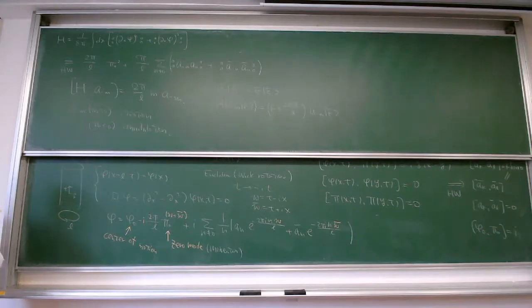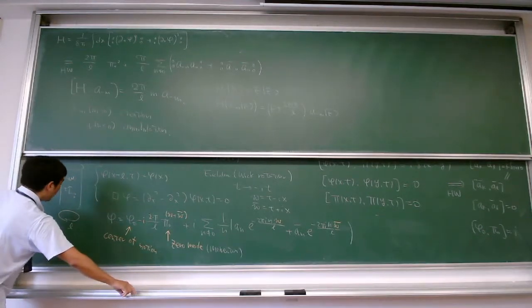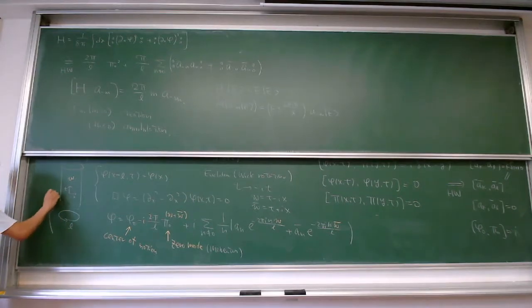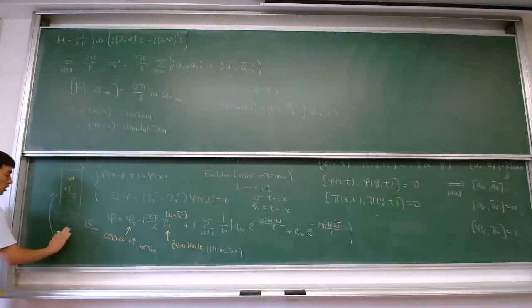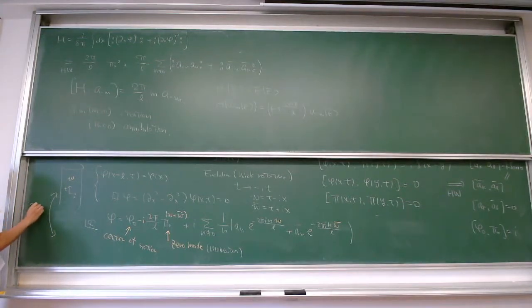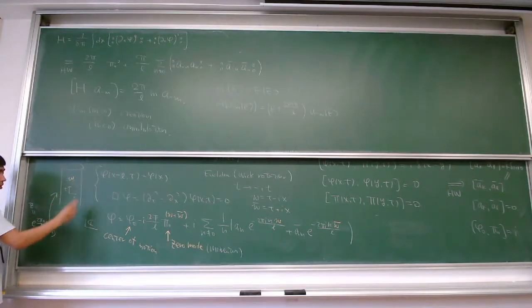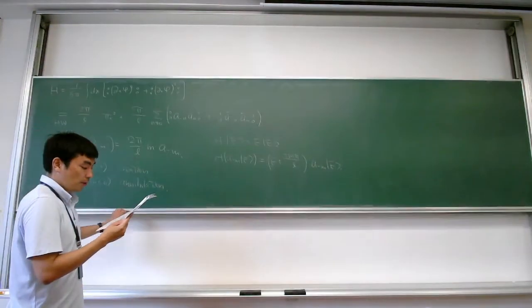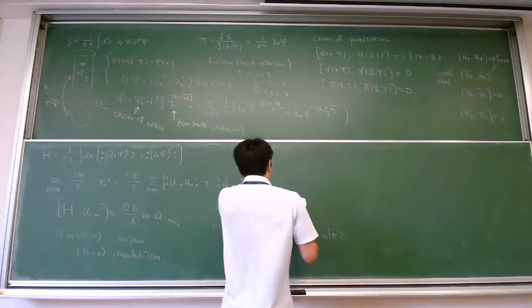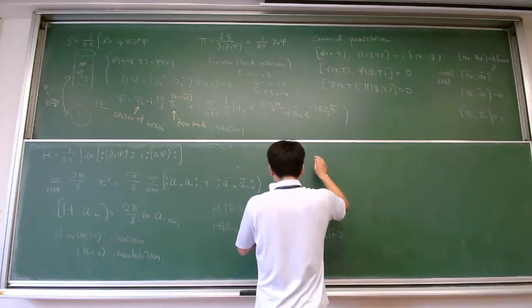Then this is the cylindrical coordinate, and as I mentioned many times, you can go from the cylinder to the plane by a conformal transformation, z equals e to the 2 pi w over L. Then the spatial circle here becomes a circle around the origin. That's a conformal transformation. Then this mode expansion can be written, and it's very simple, for phi of z.